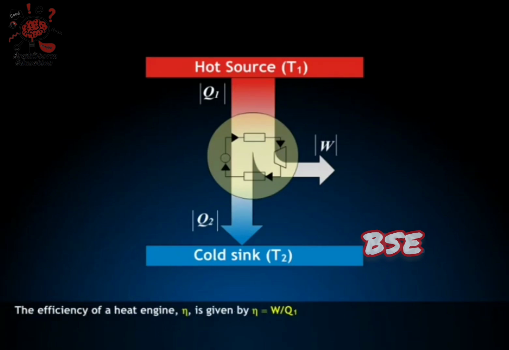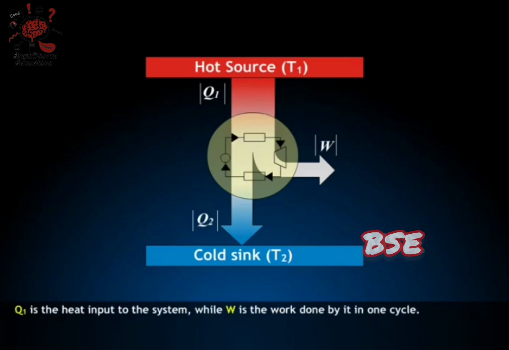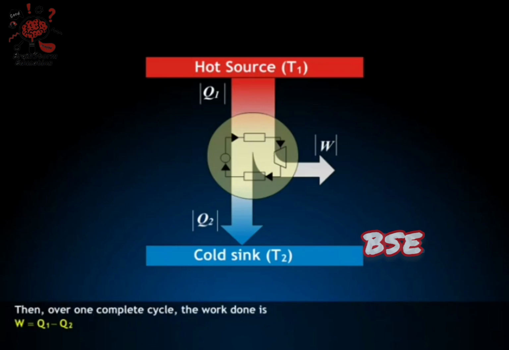The efficiency of a heat engine, eta, is given by eta equals W by Q1. Q1 is the heat input to the system, while W is the work done by it in one cycle. In a complete cycle, some amount of heat is also rejected to the surroundings. Then, over one complete cycle, the work done is W equals Q1 minus Q2. Therefore, eta equals 1 minus Q2 by Q1.